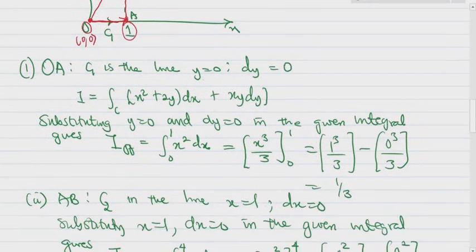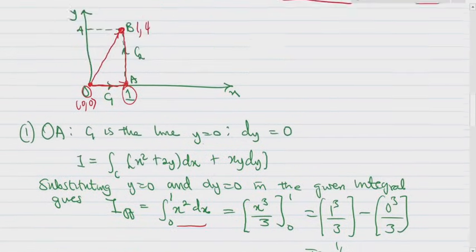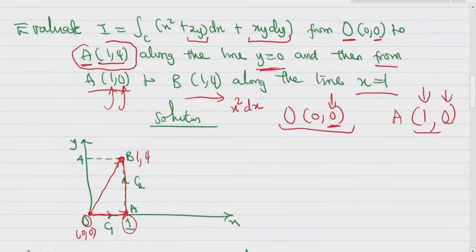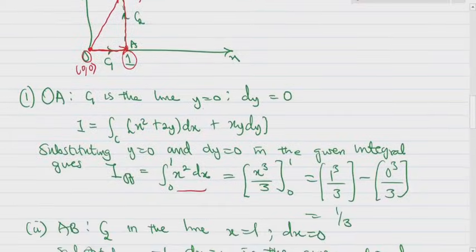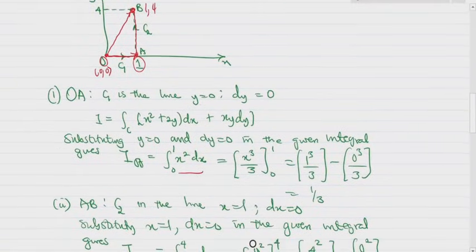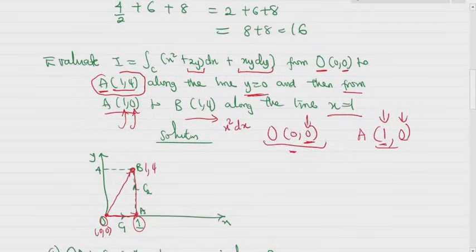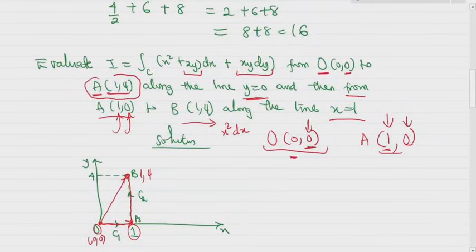And that's what we have here. You have x squared dx. Now only x is changing, and it is changing from what? From 0 to 1. I hope you understand. So that's why you put 0 and 1 there. Then now the second point is from 1, 0 to 1, 4. In this case, x is not changing.